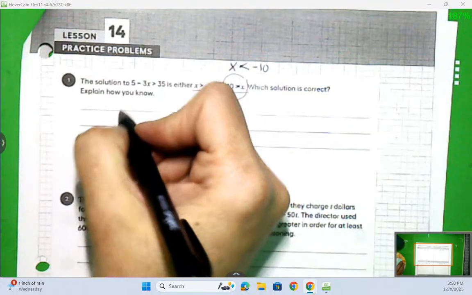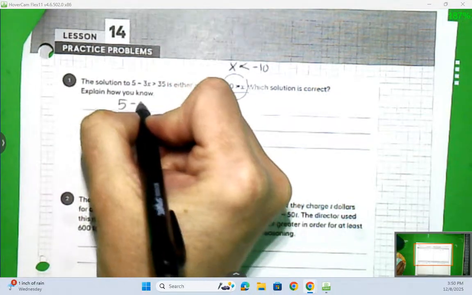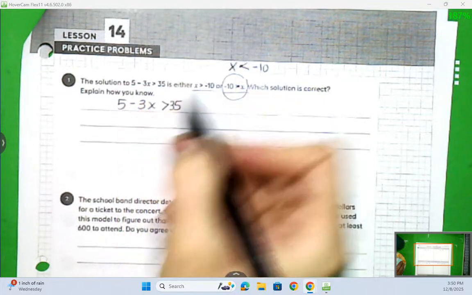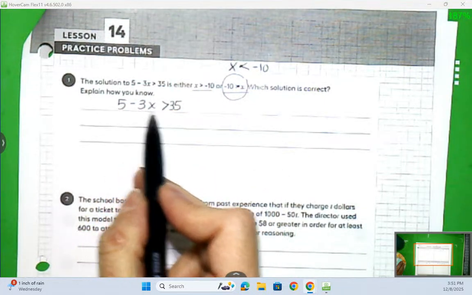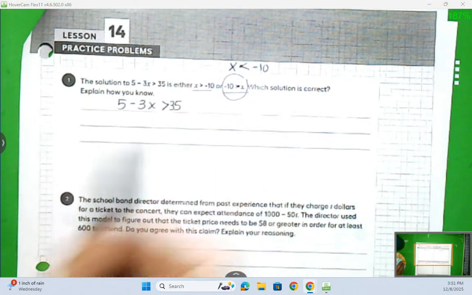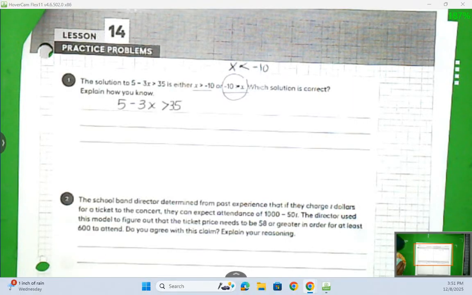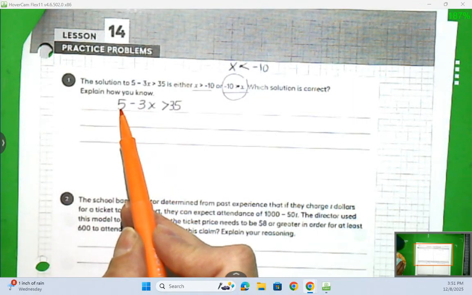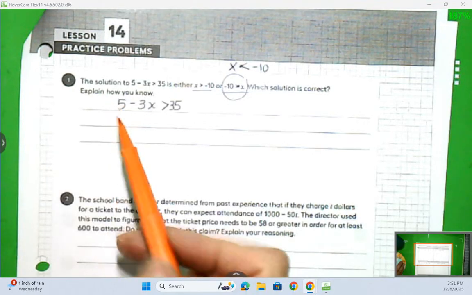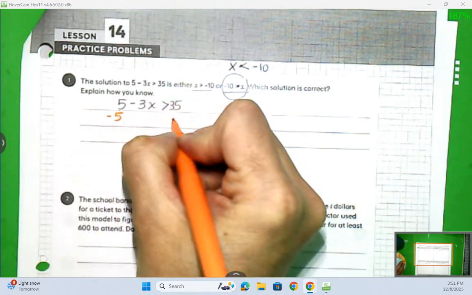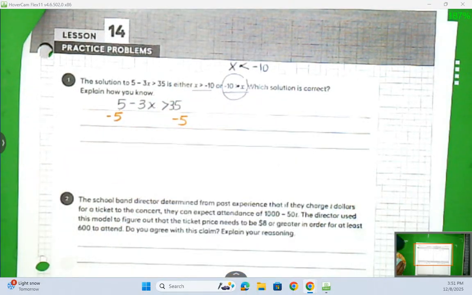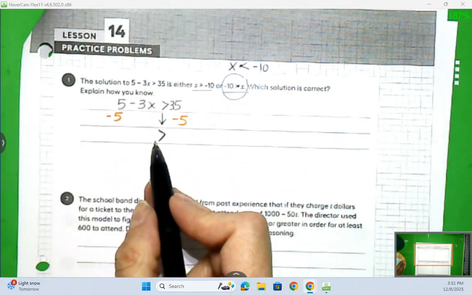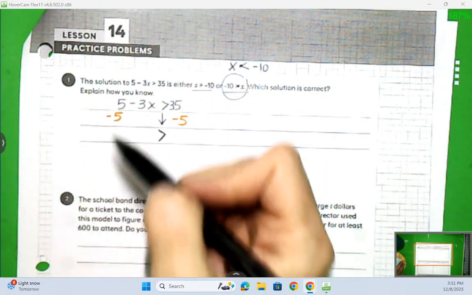All right, so we're going to solve this inequality to find out which statement is true. So rewriting the problem, we have 5 minus 3x is greater than 35. Solving for x, we want to go furthest away from x on that same side as the 5. To undo a positive 5, because there's no sign in front, we're going to subtract 5 on both sides. We're going to line up that inequality just like we would line up an equal sign when we did equations.